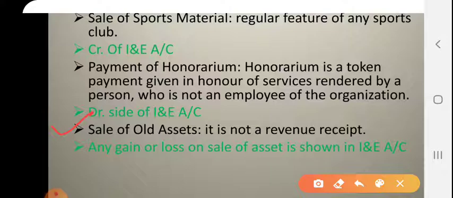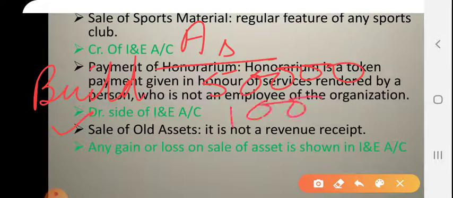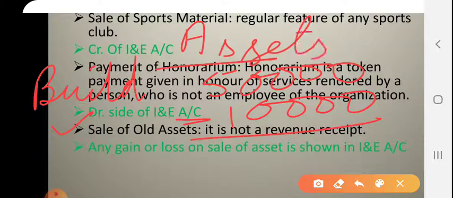How are we going to show this? Suppose this is the asset side, and the total amount of building is 50,000 and a part of it is sold for 10,000. So the sale we will subtract on the asset side, and 40,000 remains on the asset side.